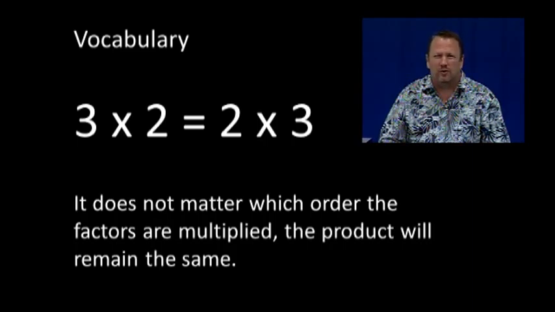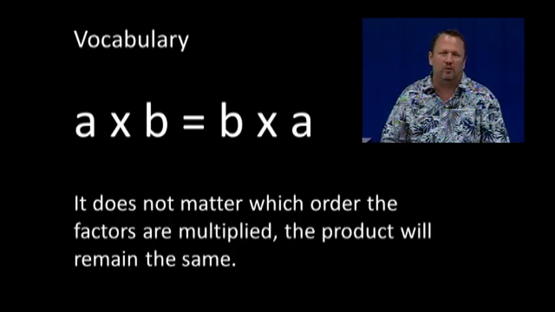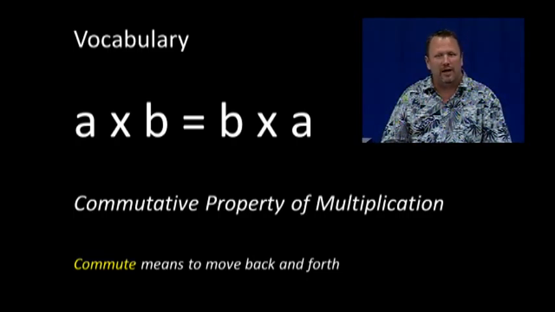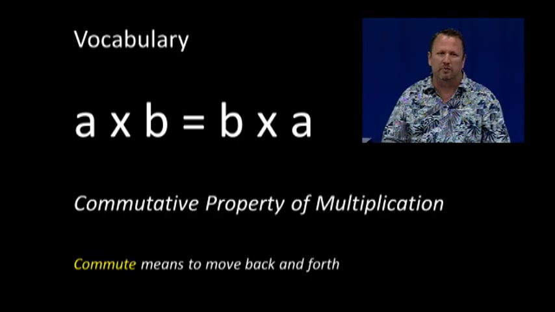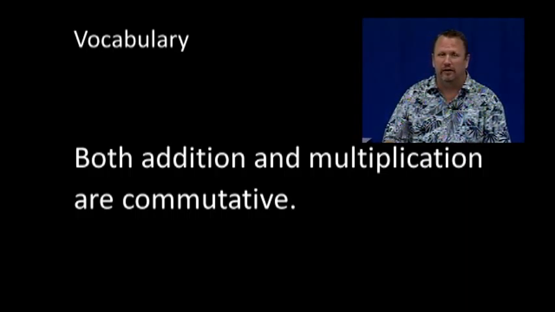So 3 times 2 is equal to 2 times 3. It does not matter which order the factors are multiplied, the product will remain the same. And this is called the commutative property of multiplication. Commute as in moving back and forth. So A times B is equal to B times A. Both addition and multiplication are commutative.